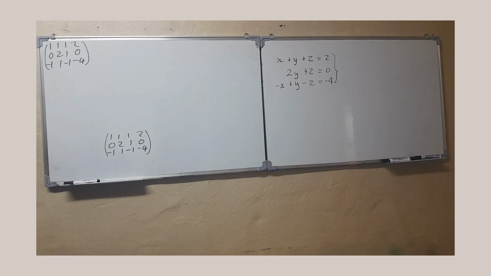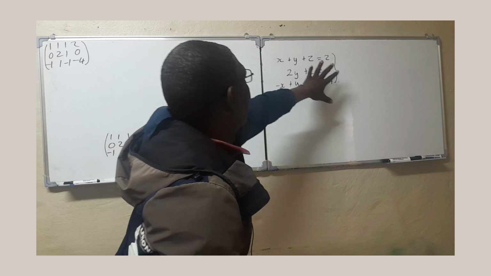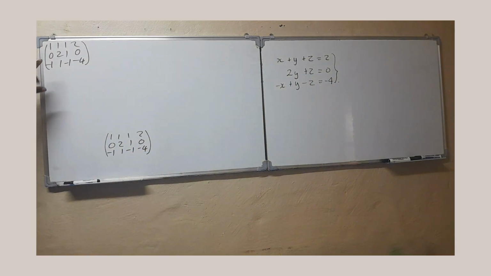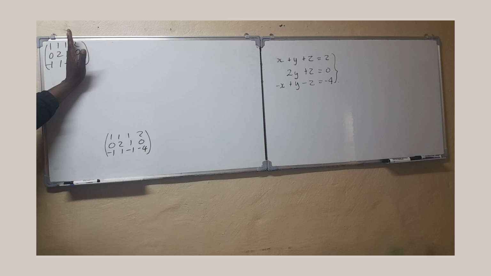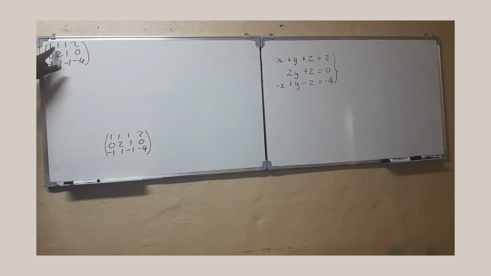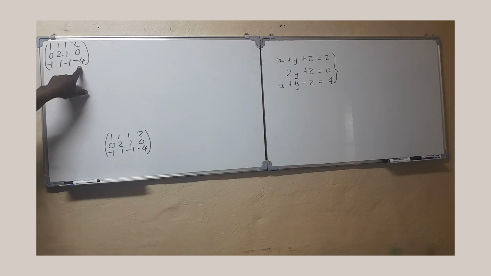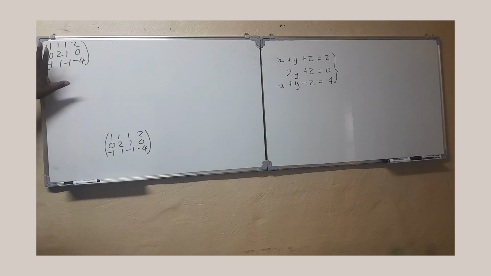This has to be understood from the perspective that it's just capturing all this information and putting it in one box, because this part of the augmented matrix represents matrix A, the matrix of coefficients. So it still says x plus y plus z, and here it's equal to 2. In the second row, there's no x, then 2y plus z is equal to 0. In the third row, it's saying minus x plus y minus z is equal to minus 4, just as it is. So this is now capturing all the information in one box.